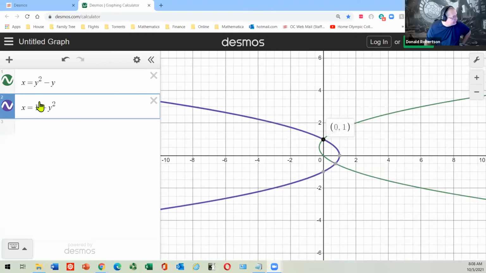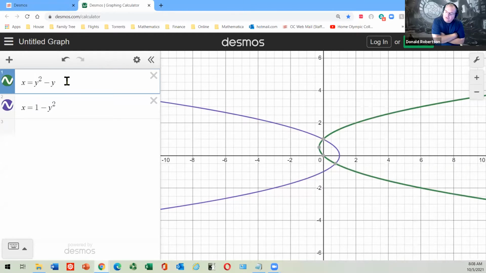Here's one I made earlier. So I went to Desmos, and one of the great things about Desmos that the TI-84 can't do is you can write functions down as x equals functions of y, not just y equals functions of x. So here are the two guys: y squared minus y, and the other one is going to be called 1 minus y squared, and they look like this.